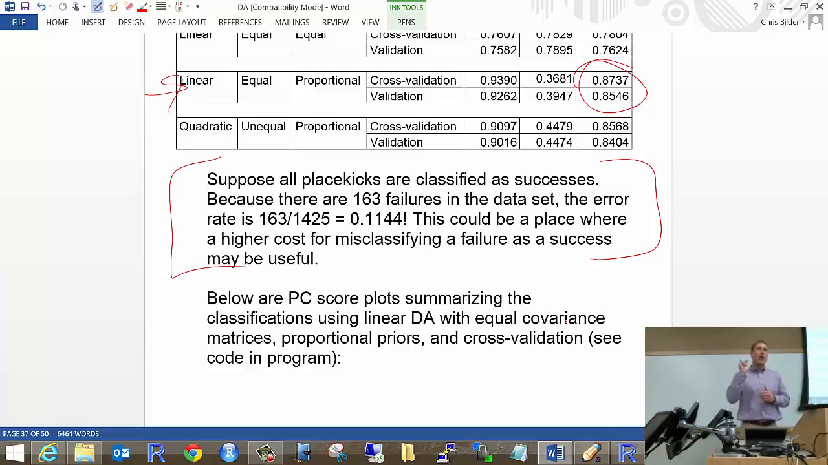So if you're only interested in determining which is a success, which is a failure, not interested in interpreting the effect that these variables have on the response. If you're only interested in classification, then discriminant analysis here is probably not that worthwhile.